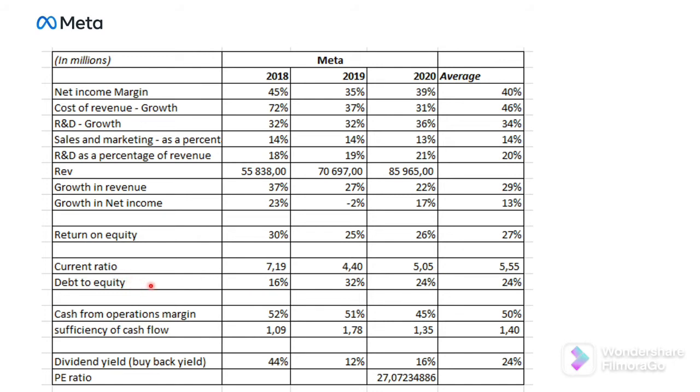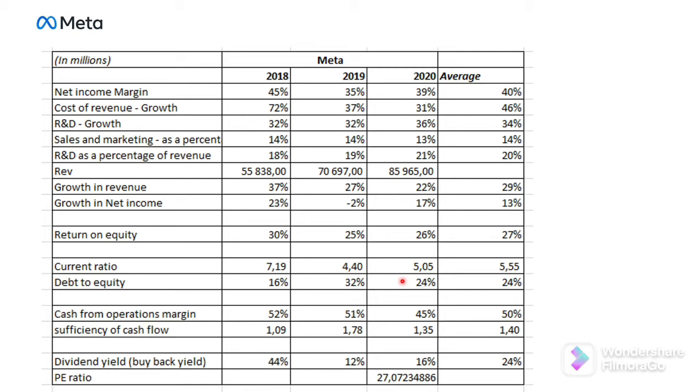Debt to equity tells me the long-term financial position or financial health of the company. So it's basically how much is debt as a percentage of equity. How much debt do you hold relative to your net worth? Meta on average holds 24%, and 2020 is also 24%. So it holds 24% debt relative to its net worth. Very, very good.